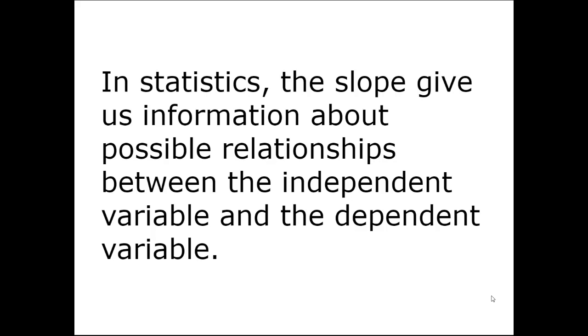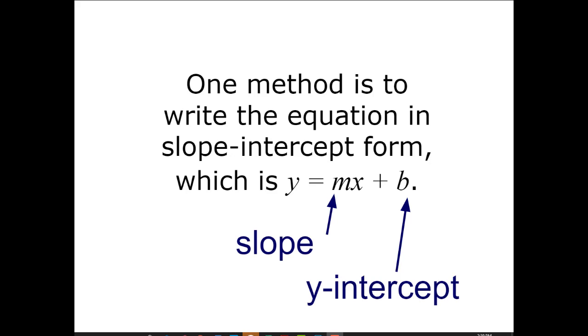So in that way, the slope gives us information about a possible relationship between the independent variable and the dependent variable. So the equation that summarizes the attributes of a line can be written as y equals mx plus b. In this situation, the slope would be whatever number is in place of the m, and the y-intercept would be whatever number is in place of the b. Let's look at an example.